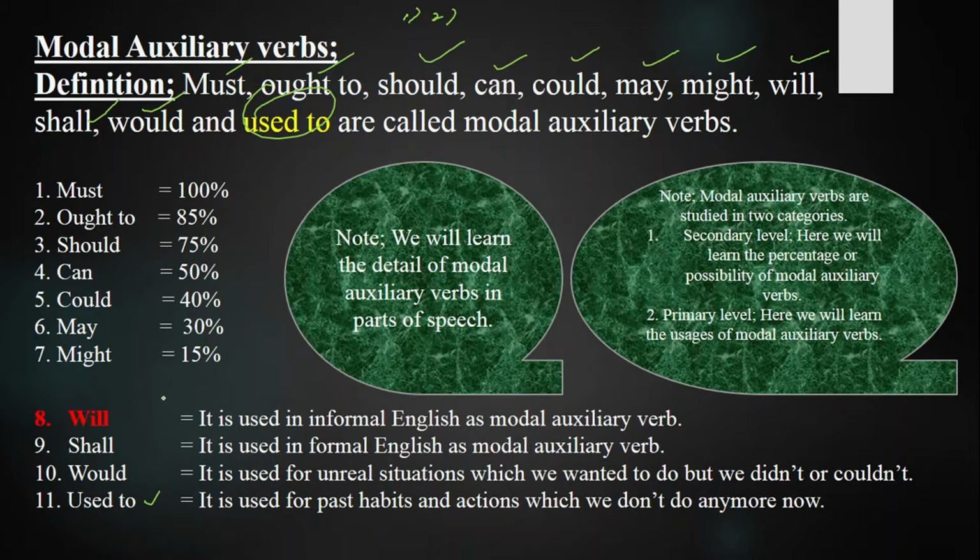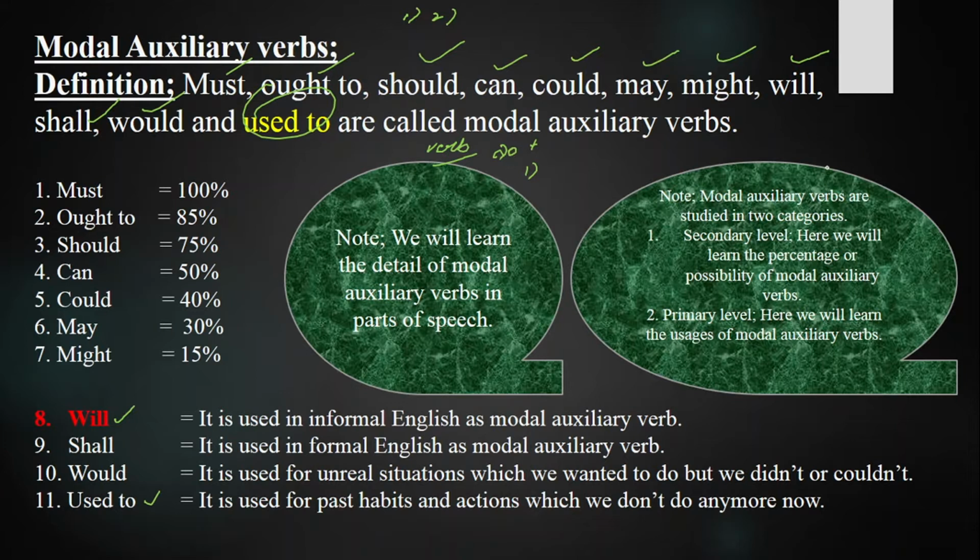So let's begin. Today's 8th modal auxiliary verb is known as will. Before starting will, a little bit we will discuss a note: we will learn the detail of modal auxiliary verbs in parts of speech, when we start verb. In verb I will be teaching you that verb has some 20 plus kinds. There we will discuss one of them called the auxiliary verbs, and auxiliary verbs have some 4 kinds. There we will be discussing it in detail. One of them is called the modal auxiliary verbs, which we have already discussed.